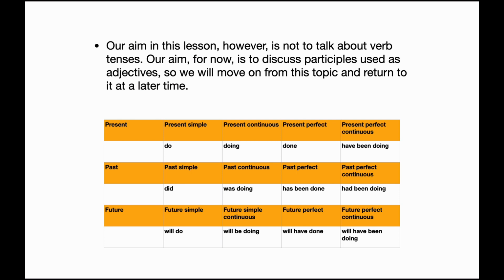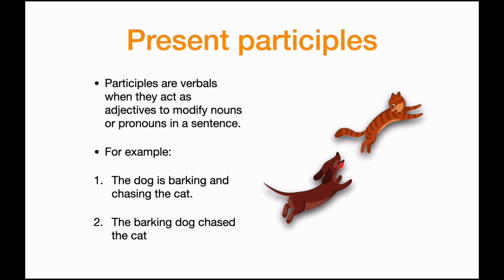Our aim in this lesson, however, is not to talk about verb tenses. Our aim, for now, is to discuss participles used as adjectives, so we will move on from this topic and return to it at a later time. Present participles. Participles are verbals when they act as adjectives to modify nouns or pronouns in a sentence. For example, the dog is barking and chasing the cat. The barking dog chased the cat.